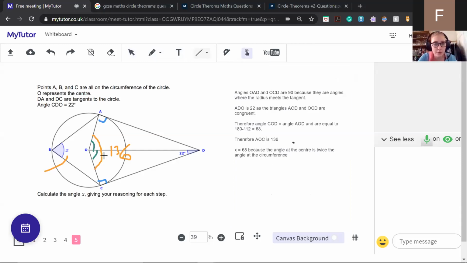Someone asked how I got 136. That's by doubling 68 because each of these bits is 68. So the whole thing's 136, so this is 68. So well done if you did that.